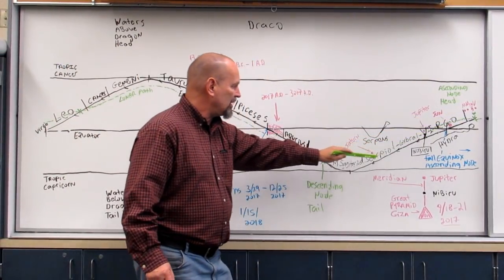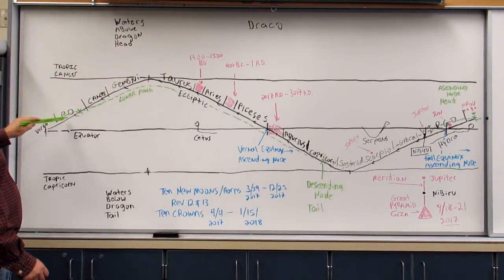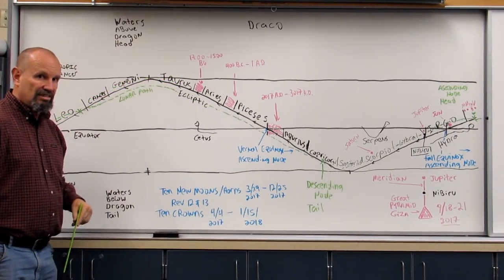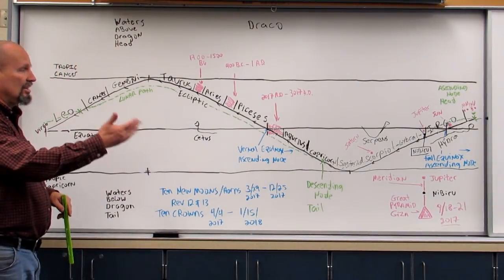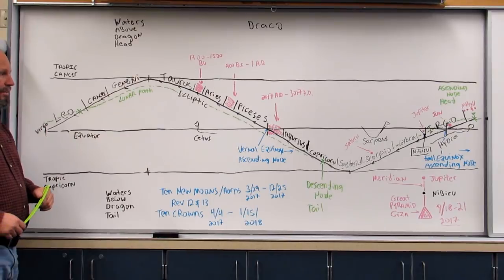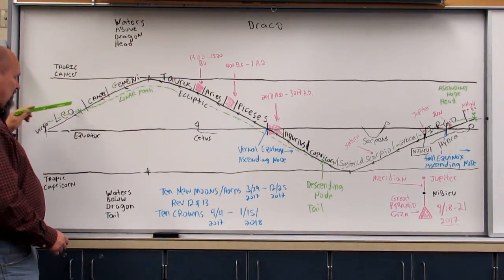This black line is the ecliptic line, and it's showing us the path that the sun and the planets take as they move across the constellations, or what we call the Mazzaroth. They all move in this direction like this.